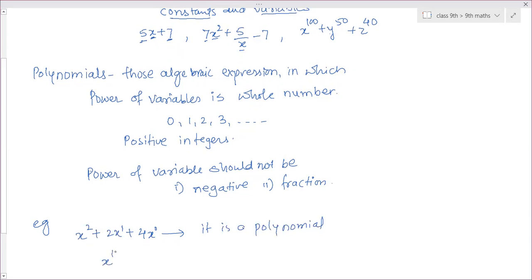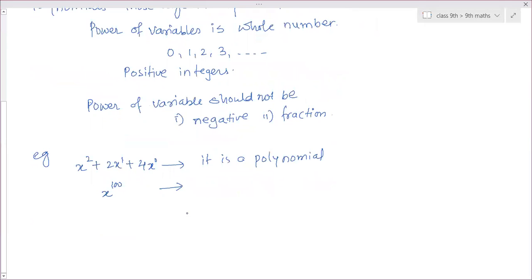Now second, x to the power 100. Is it a polynomial? Yes, ma'am, because the power of x is 100, which is a whole number. So yes, it is.